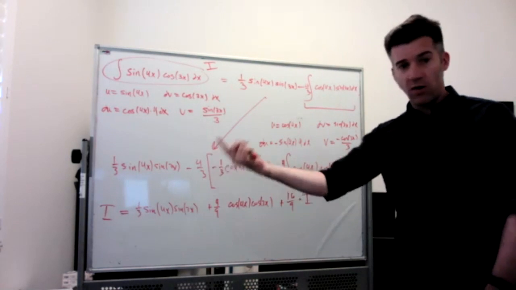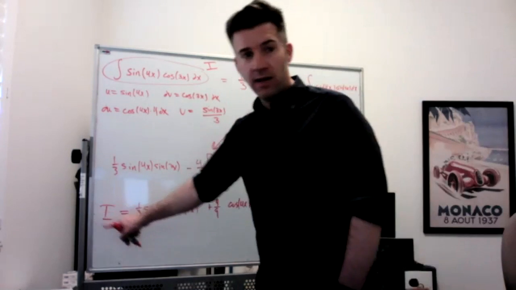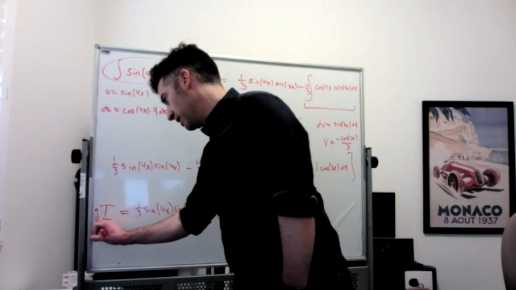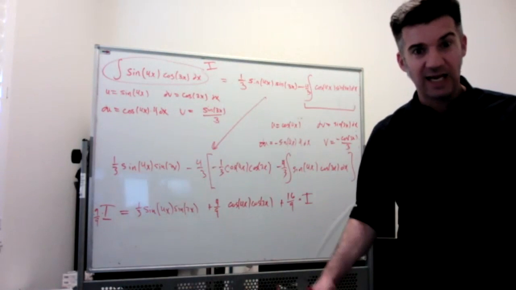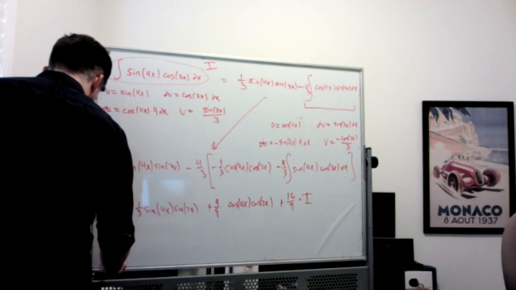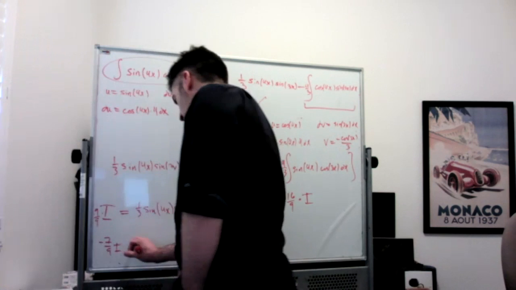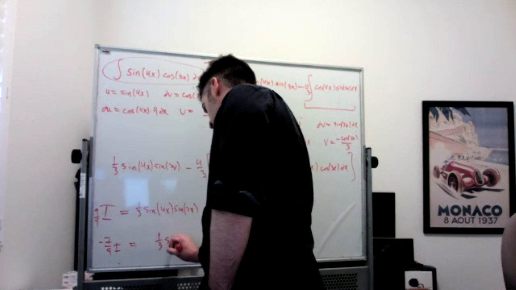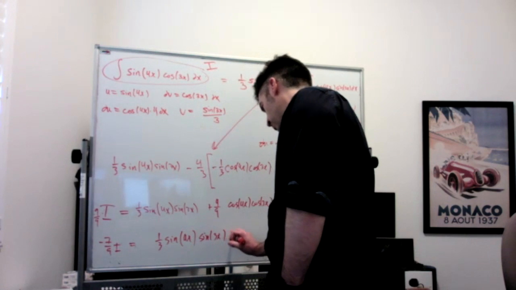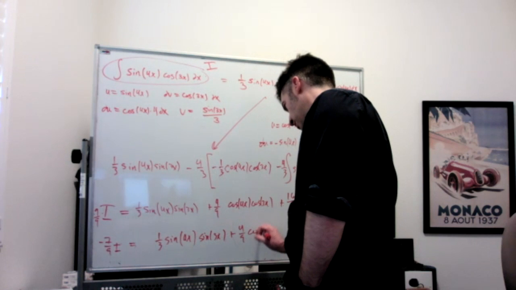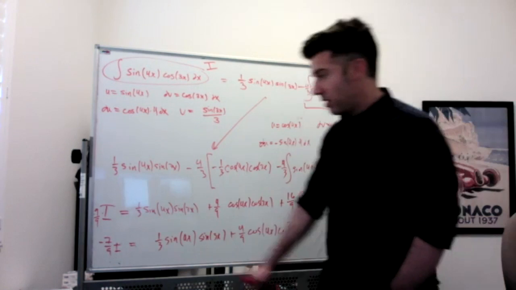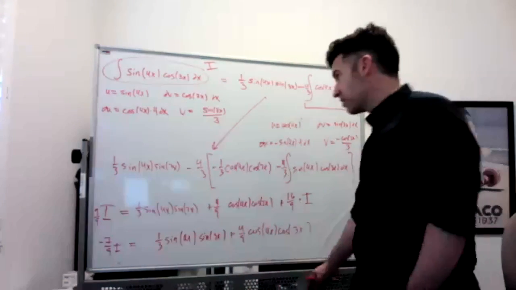I'm going to subtract that over. So 1I minus 16/9 I, or maybe 9/9 I minus 16/9 I is negative 7/9 I. So negative 7/9 times my integral is equal to 1/3 sine of 4x times sine of 3x plus 4/9 times cosine of 4x times cosine of 3x. And multiply both sides by negative 9/7.